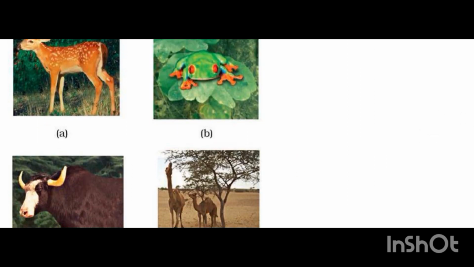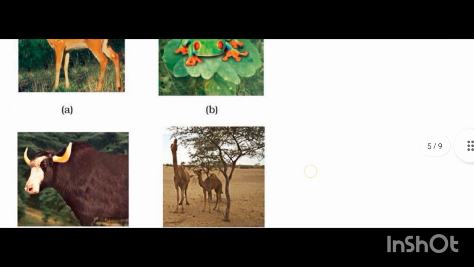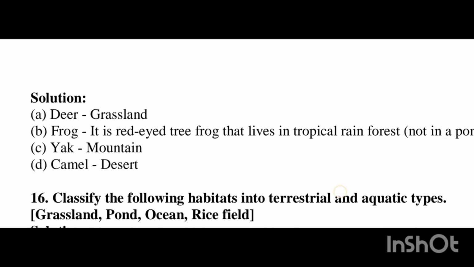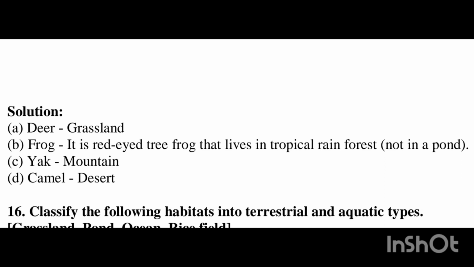Next question we have, using the following words write the habitat of each animal given in this figure. So first is deer, then frog, then yak, and then camel. So we have the correct answer. Deer lives in grassland. Frog is red-eyed frog they have shown, which lives in tropical rainforest. Yak, mountain, and camel lives in a desert.